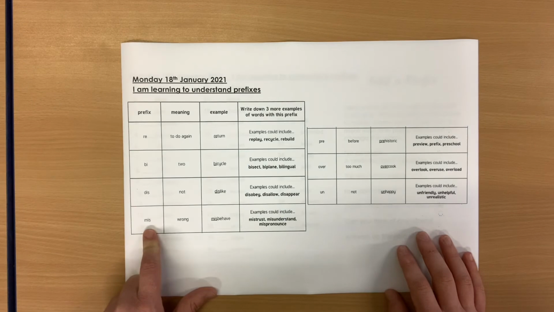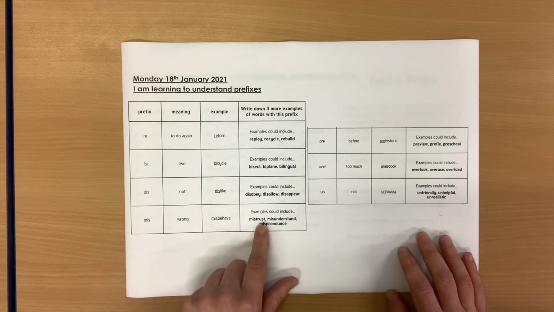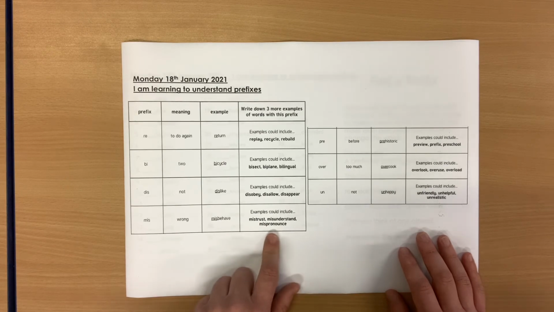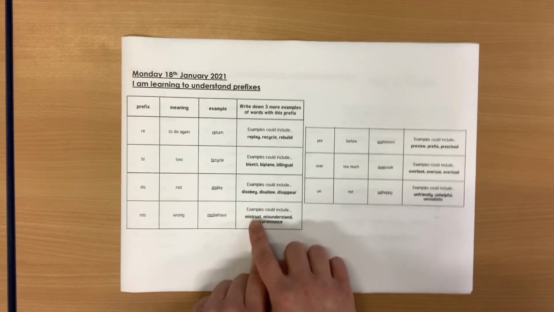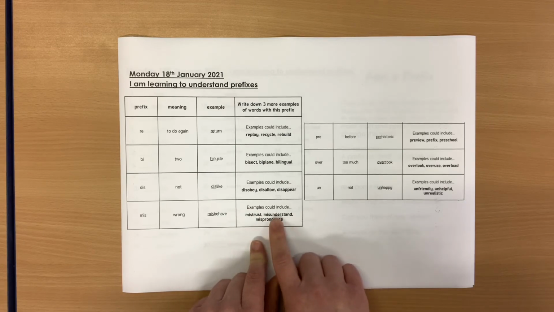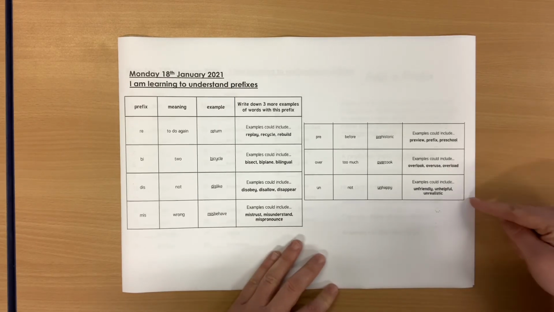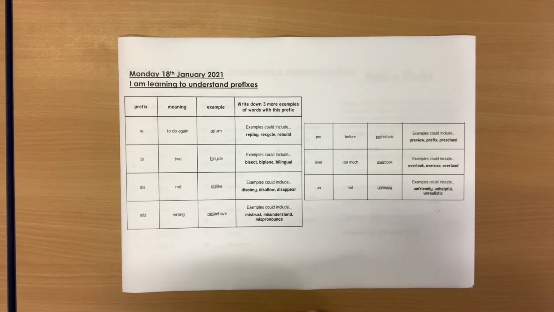For our prefix miss, which means wrong, we've got misbehave, mistrust, misunderstand, mispronounce, which means to not trust someone in the right way, so to do it wrong, to understand it wrong, and to pronounce it wrong. And then we've got some further examples here. If you would like to pause, you might just be able to check your answers.